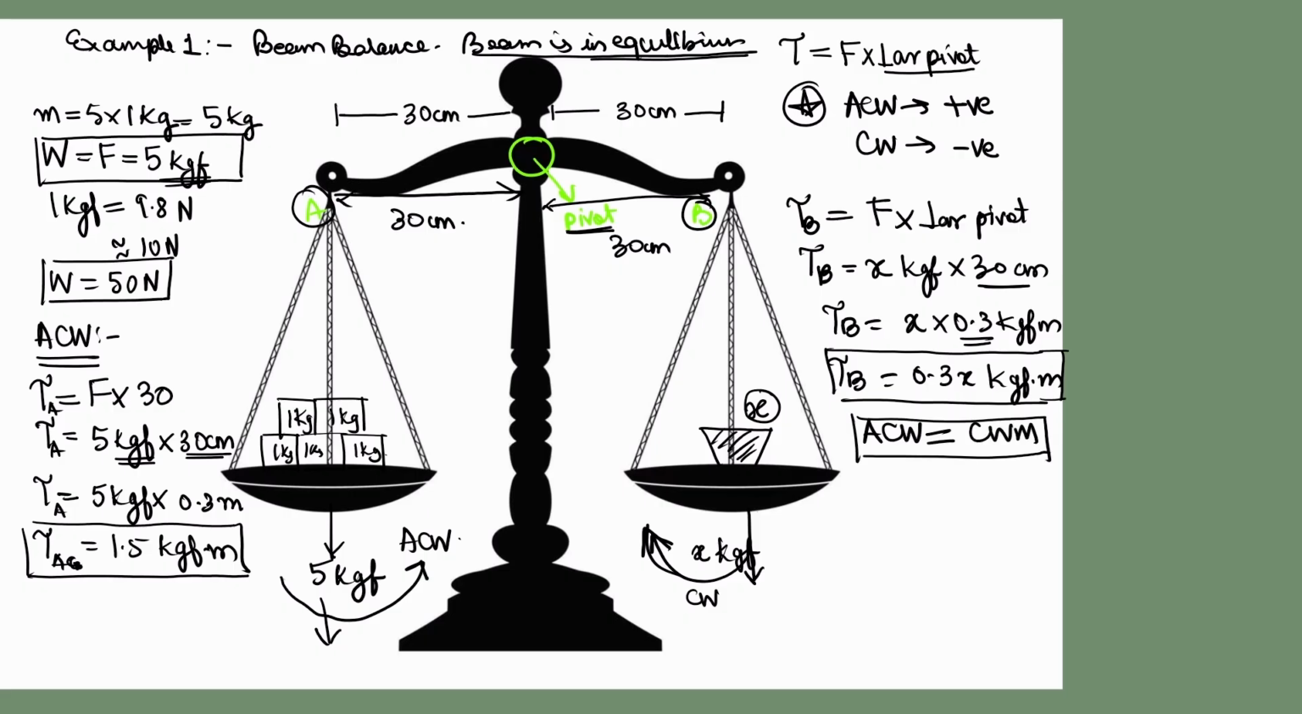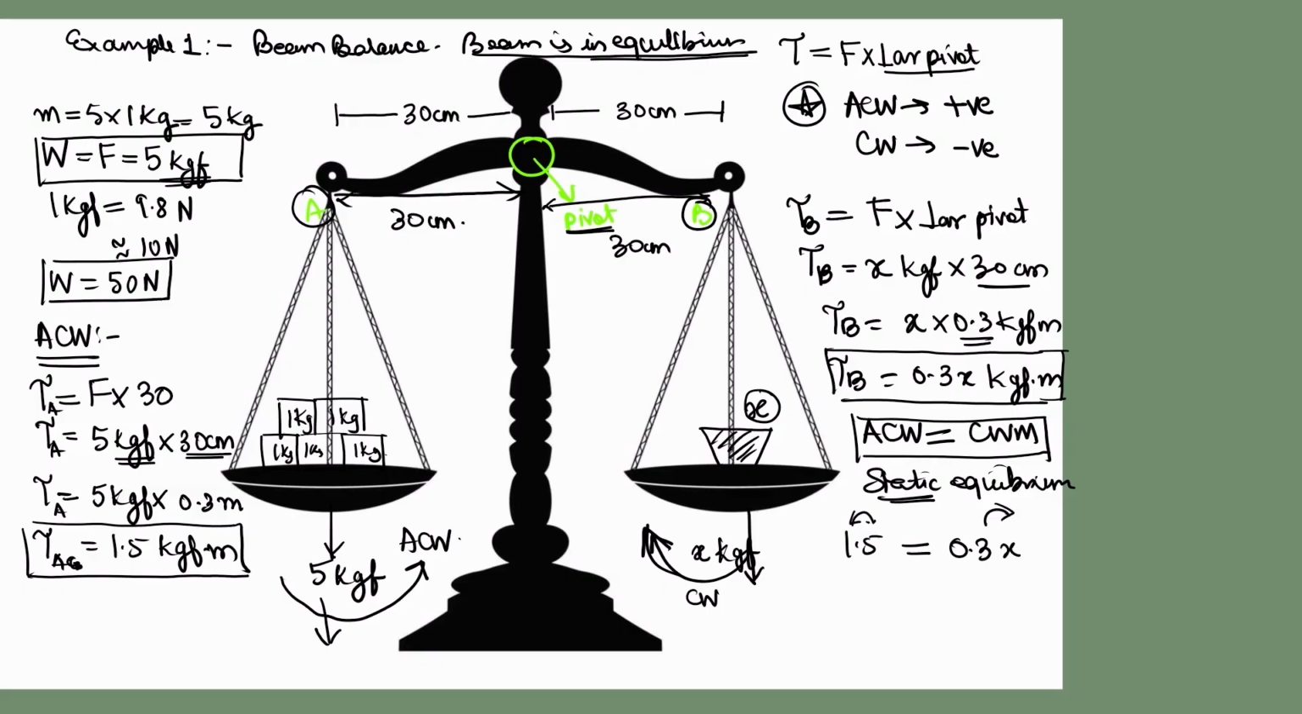What type of equilibrium is it? It is static equilibrium, because no body is moving. When a body moves with a constant velocity, it is dynamic equilibrium. But here there is no movement, so it is static equilibrium. So here, if the balance is in static equilibrium, that would mean 1.5 kgf meter is equal to 0.3x kgf meter, because anti-clockwise moment is equal to the clockwise moment, isn't it?